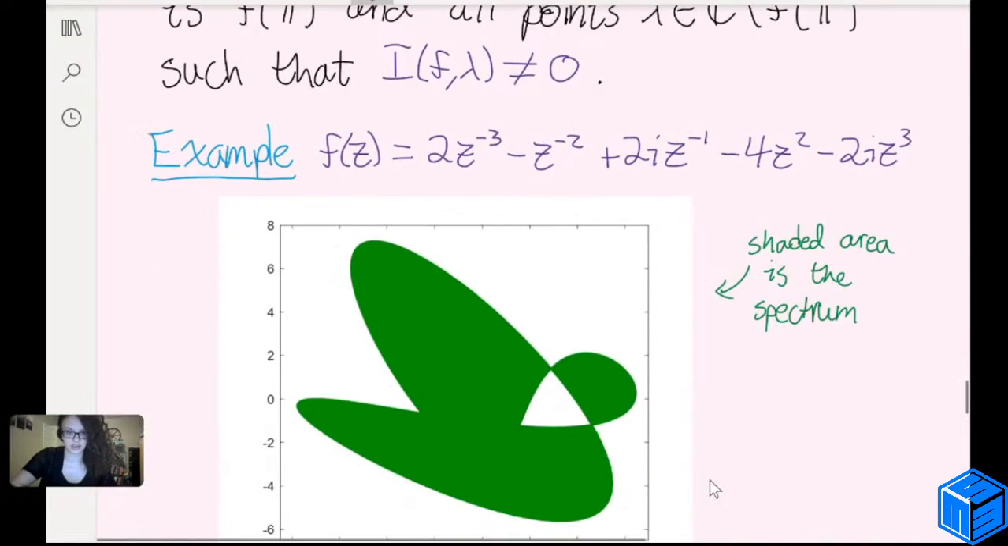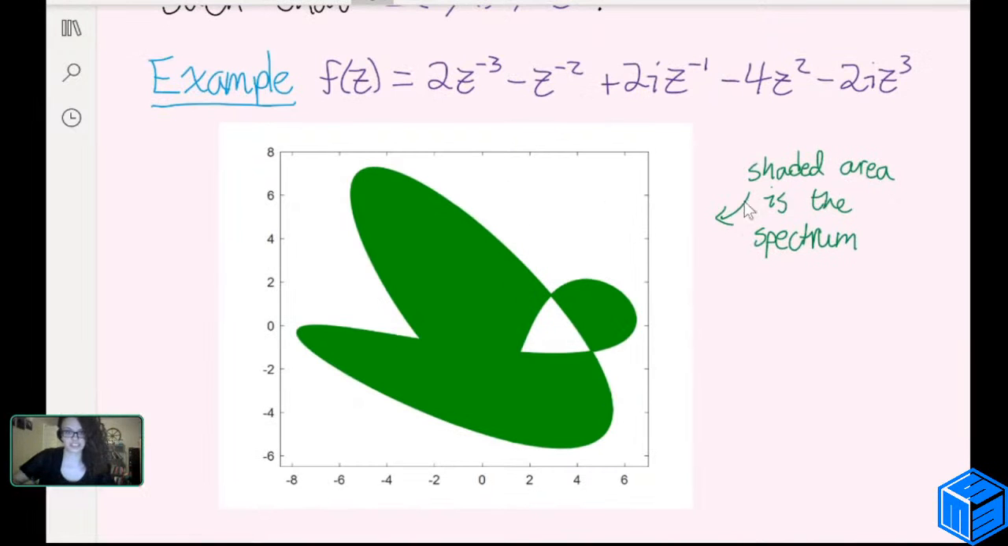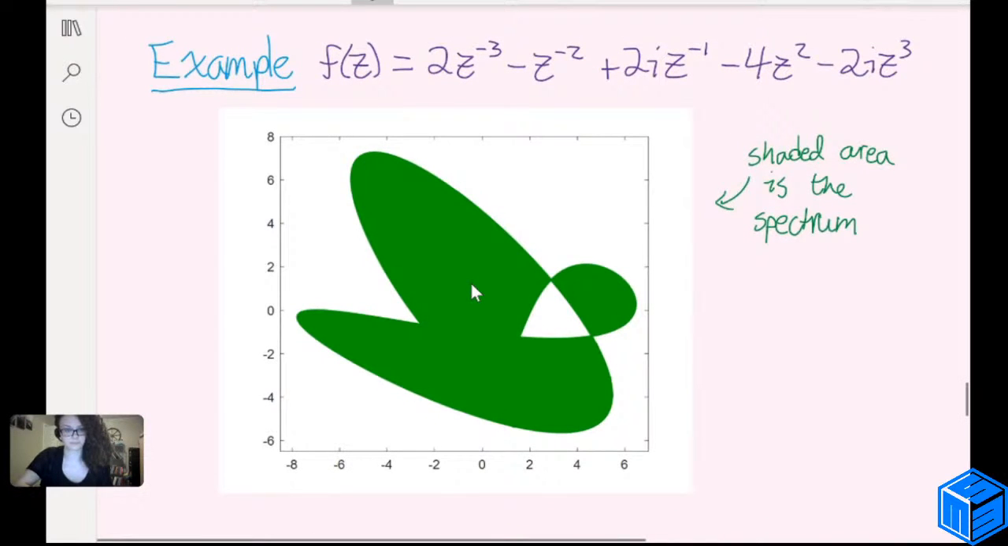So here's our friendly little example again. And so the shaded area, all that green stuff, is the spectrum of the Toeplitz operator. Right, so the curve itself would be the spectrum of the Laurent operator with the same symbol. And the spectrum of the Toeplitz operator with this symbol is the curve along with everything that has a non-zero winding number. So that's pretty neat.